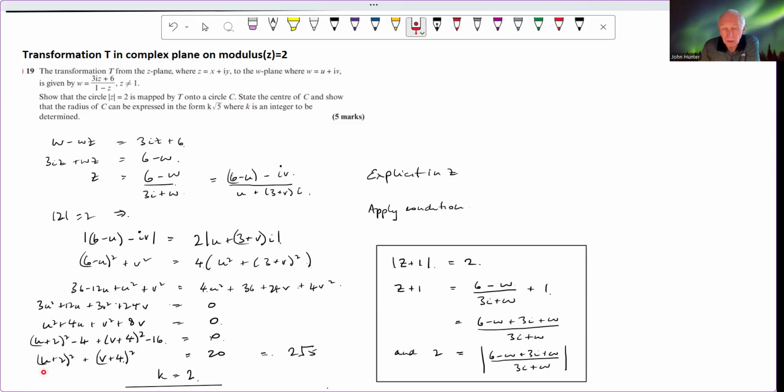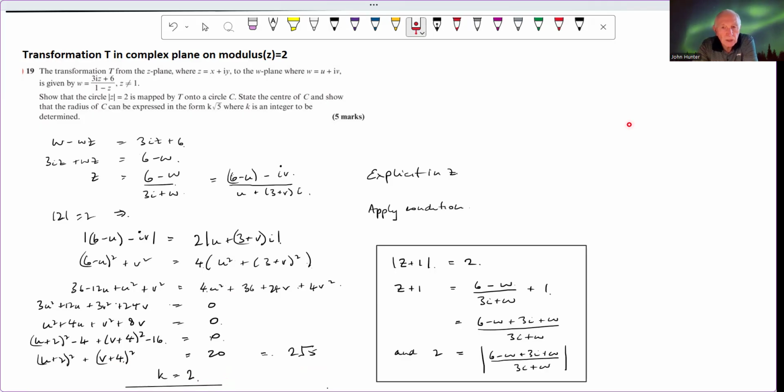Now, you'll recognize this as a circle. Since this is in the complex plane, this is going to have a center of minus 2 minus 4i. I've not stated that there, but that's what that means. The square of the radius is 20, so the radius is 2 root 5. So going back to the question, they want it in the form k root 5, so k equals 2. So that basically is it.